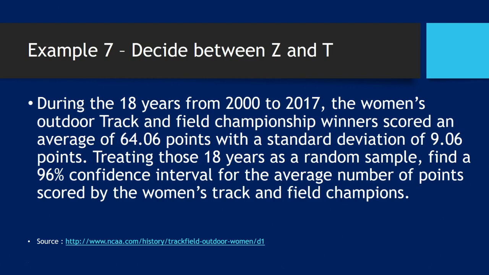Now, this standard deviation doesn't have a signifier of sample or population, but in the context of the problem, I hope you can understand that the standard deviation is referring to just those 18 years. So it must be referring to a sample standard deviation. And so you're going to use a t-interval. So we use the t-interval in stats. Then we plug in the average of 64.06, the sample standard deviation of 9.06. We know we're doing this for a sample of size 18, and we want 96% confidence.